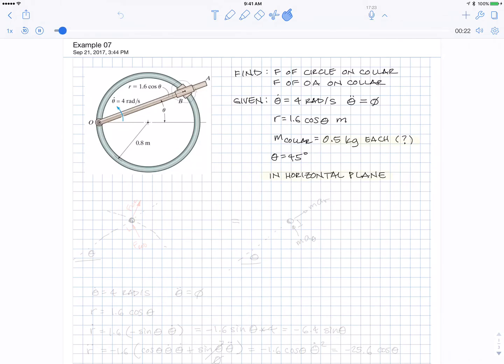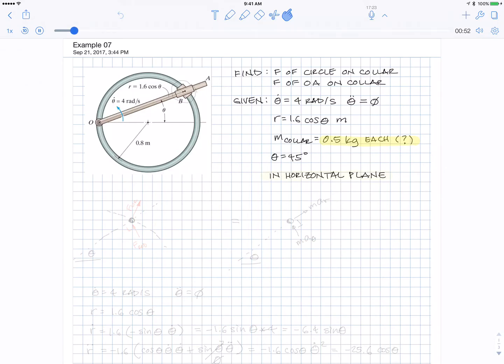The word problem said both collars are 0.5 kilograms. I read that to mean both collars are 0.5 kilograms each. But I just looked at the solution, and the way they worked it out was both collars total to 0.5 kilograms. So, no, not each. It's the two of them are 0.5 kilograms.